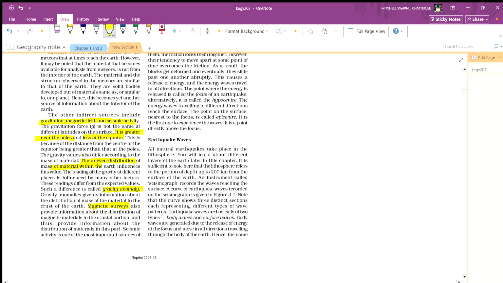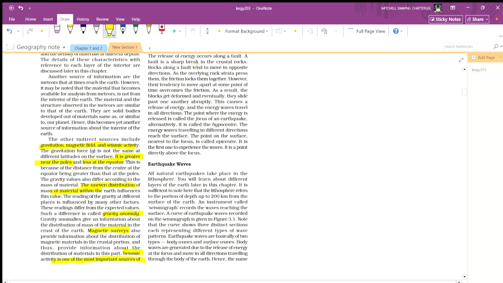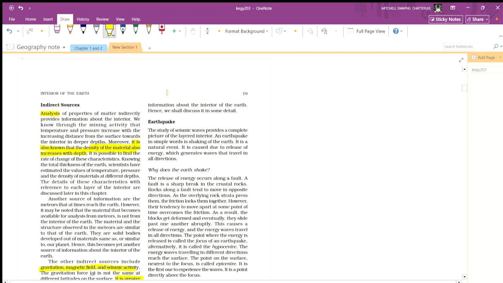Magnetic survey also provides information about the distribution of material in this part. Seismic activity is one of the most important sources of information about the interior of the Earth. Hence, we shall discuss it in some detail.